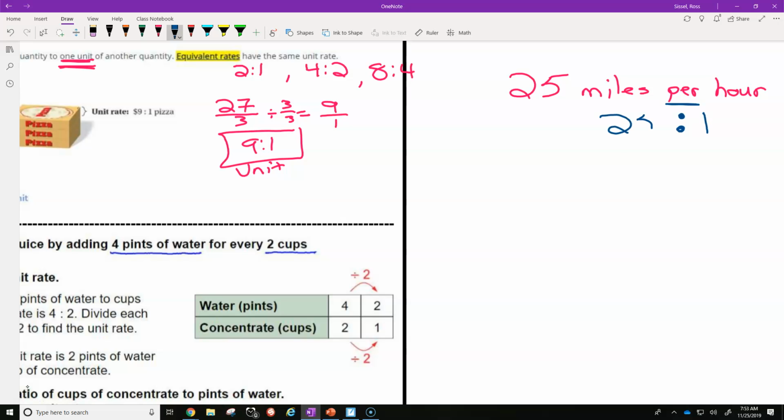We just wrote a unit rate. 25 to 1. 25 miles per hour.